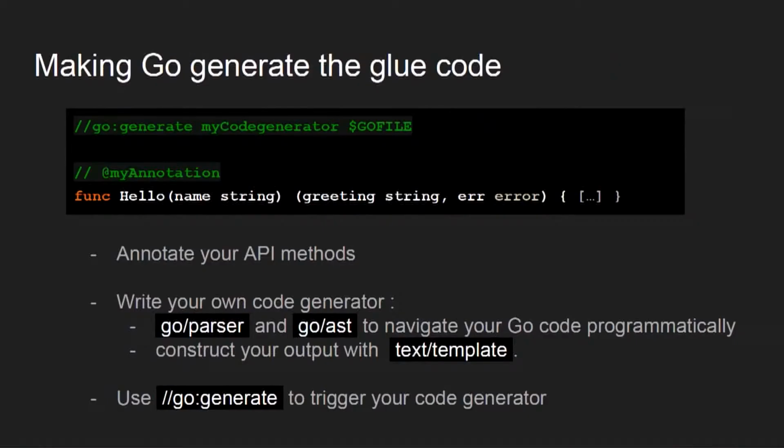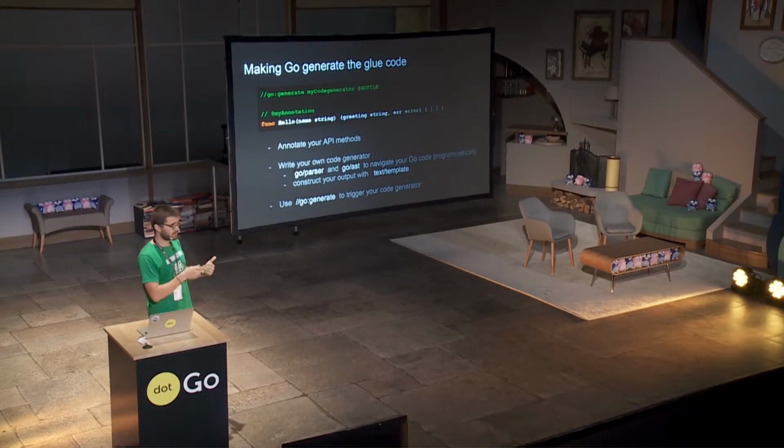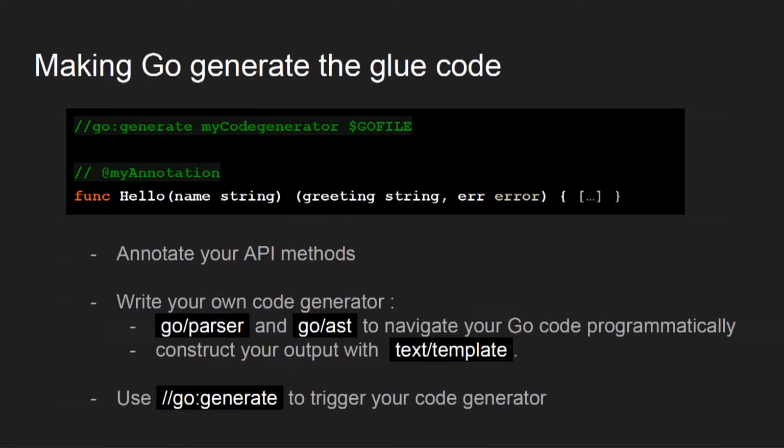To do that, you can use a lot of Go standard tools. So from Go source code, you can use the go/parser package and go/ast that has been talked about a bit before to navigate your Go code programmatically and then construct any output you want with text/template, which is like html/template, but for just text. And then you can use a go:generate directive in your code to actually trigger your code generator.